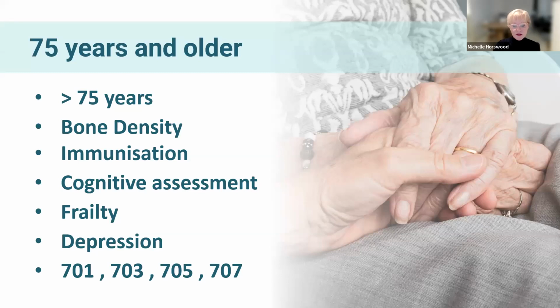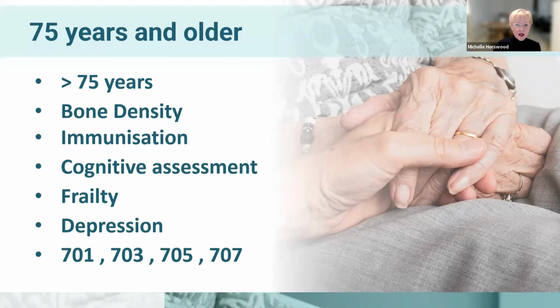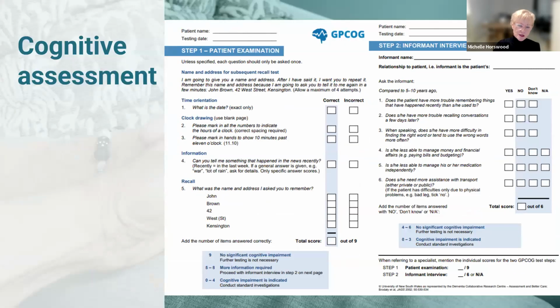The item numbers are the same, but I would think, please don't even do a 701 or 703. Please look at the 705 or 707, the extended health assessments, for somebody in this age group, because there is so much to cover. And there are two special things that I wanted to mention. One was the cognitive assessment, which is so very important.